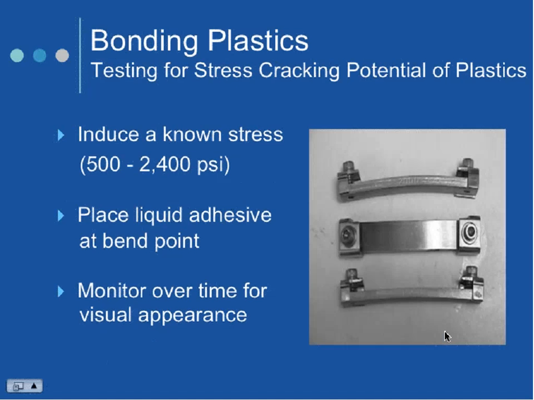The way we test for the stress cracking potential of plastics is to use this little gizmo on the right that looks like a vise, very small, but we actually place a lap shear in that area, and if you look closely, you'll see the number 2,000, right? So we place the lap shear in it, we put a drop of whatever the adhesive is that we're wanting to test, and we induce anywhere from 500 to 2,400 psi at that bend point. And then we monitor it over time and measure how long it takes for that stress crack to show up.